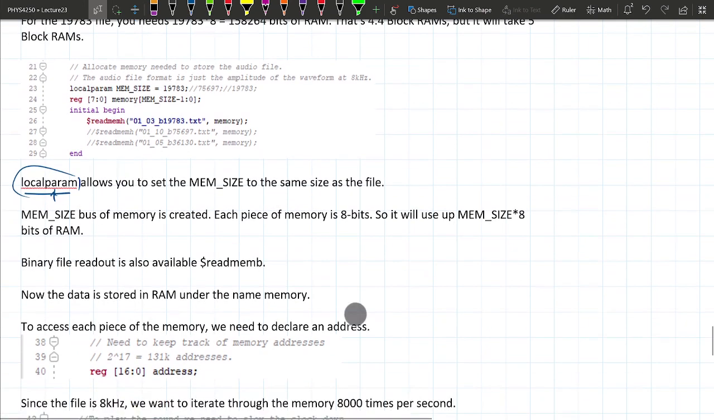All right. Any questions about this? You can also read this out in binary format. There's also memb, but that's for smaller files.